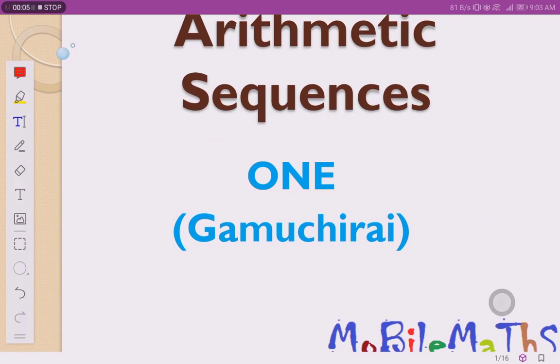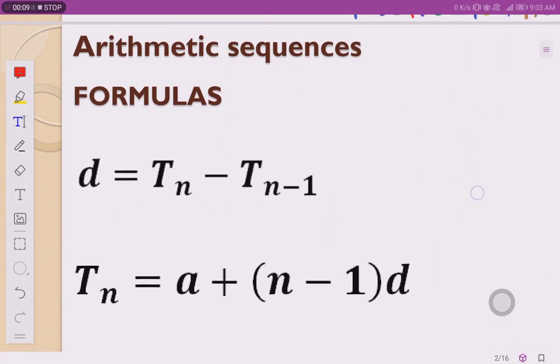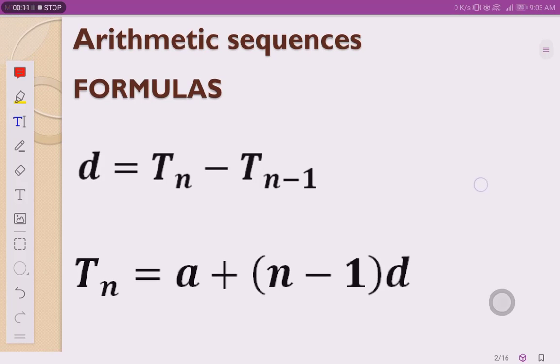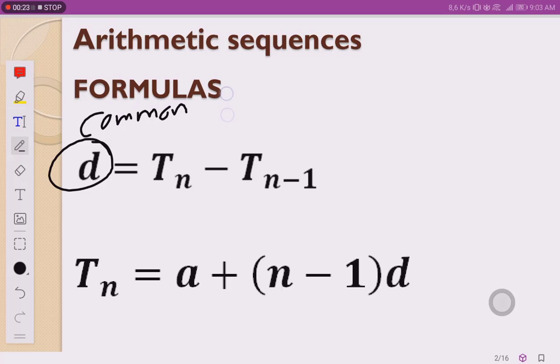Today I want us to look at arithmetic sequences 1. So I've got a couple of questions that I want us to go through. We are going to be using the following formulas where D is our common difference. This D is our common difference. And we are saying our common difference is equal to Tn minus Tn minus 1.